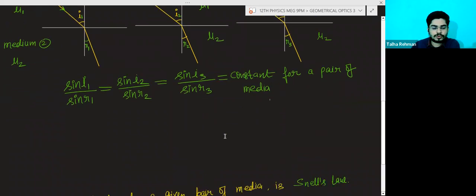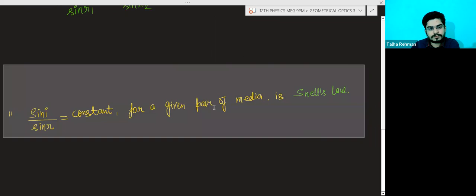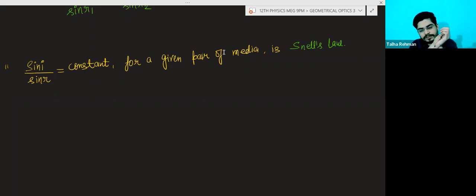Okay, so this is Snell's law. The sine of the angle of incidence divided by the sine of the angle of refraction is equal to a constant, and that is for a given pair of media. A given pair of media means for air and water, sine i by sine r will remain the same. For water and any other glass medium, that will be another constant value.